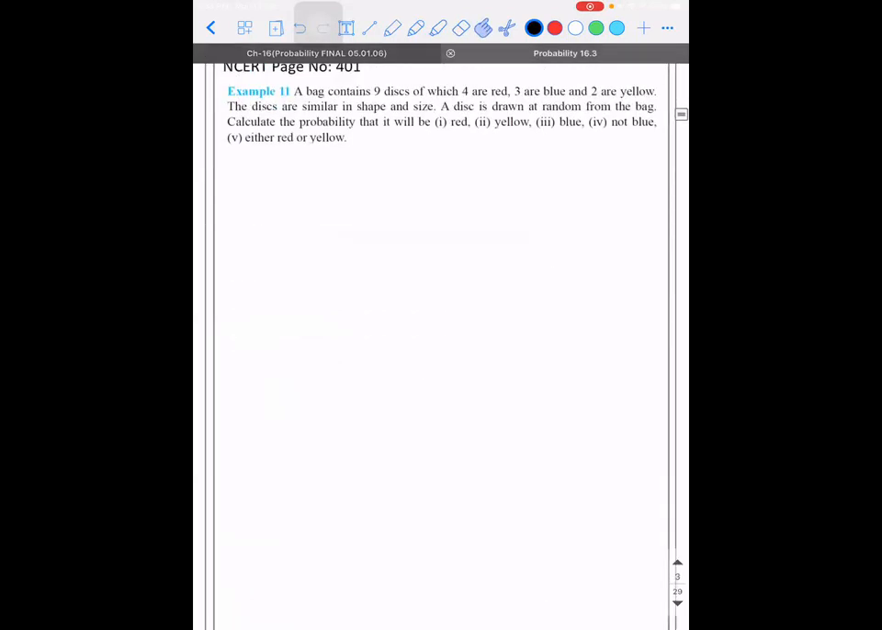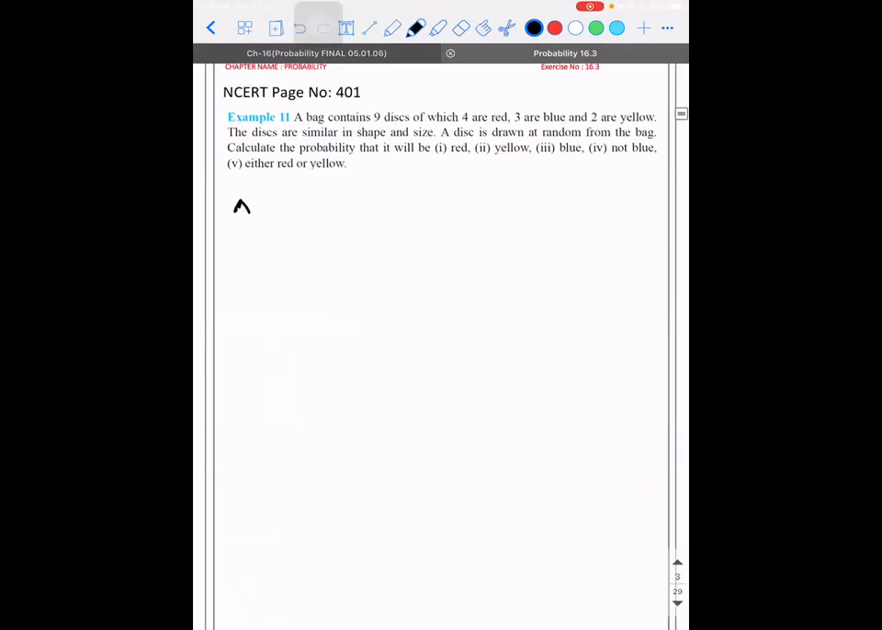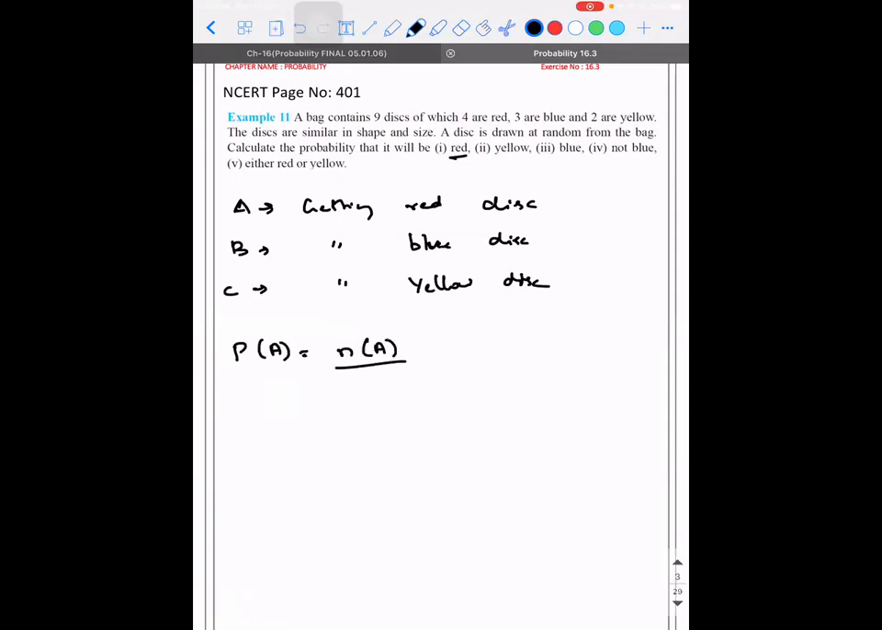So you tell me, what do you want me to take? A is getting a red disc. B is getting, I'll go in the order, blue disc. C is getting yellow disc. Now what are they asking? Calculate the probability that it will be red. So probability of getting red means probability of what? A. That is number of elements in A divided by the number of elements in the sample space. So what are the number of elements in A? 4. 4 out of 9.